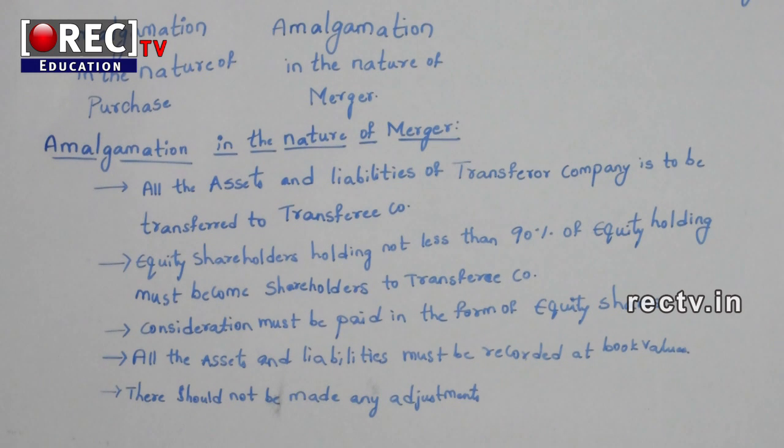And the second point, if we look very clearly, the equity shareholders must hold not less than 90%. If they hold 89%, it is also not a merger. And the remaining points we have already discussed.